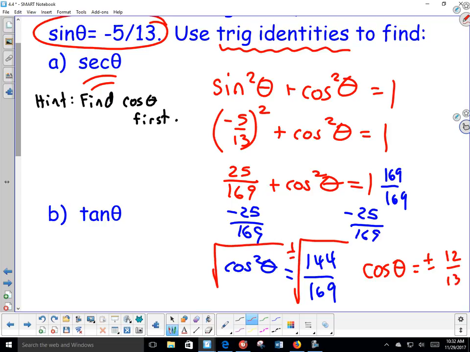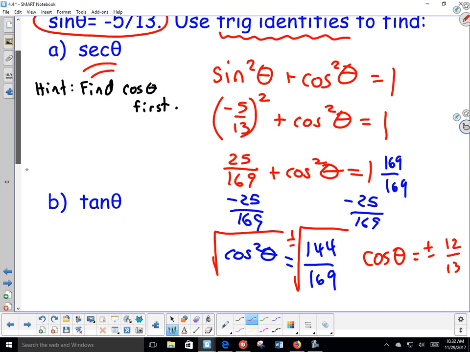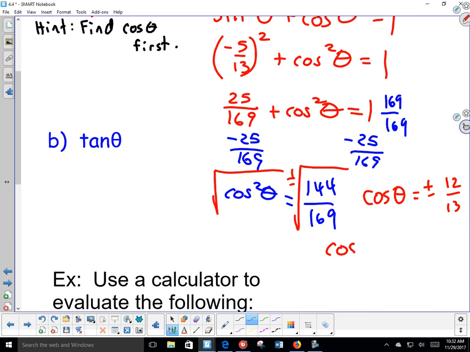Now, can we decide right now whether cosine is supposed to be positive or negative? Did they give us a clue as to what quadrant we're in? They told us quadrant 3, so is cosine positive or negative in quadrant 3? Negative. All right, so that means the cosine of theta is most definitely negative 12/13. So I don't need to use the plus or minus anymore. I want it to be negative.